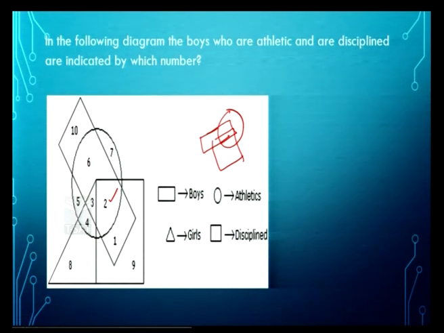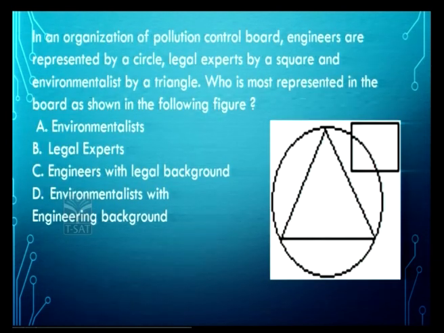So the boys who are athletic and disciplined are the number which comes under the circle, rectangle and square. 2 comes under the circle, rectangle and square, so 2 is the correct answer, clear? You have to observe carefully, without any tension, and you can find the answer. It is not only keen observation; according to the given data, you have to identify the answer. Now, come to the next.